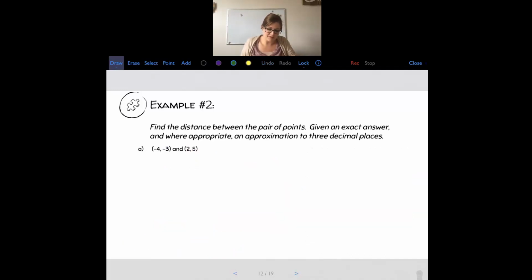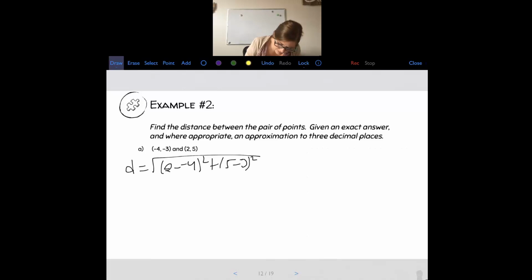Next, find the distance between the pair of points, give an exact answer, and where appropriate, an approximation to 3 decimal places. In this case, we have the ordered pairs listed. So my distance is going to be, I subtract the x, so 2 minus negative 4 squared plus 5 minus negative 3 squared. As you're doing these, make sure you're looking at your distance formula. It would take up a lot of space for me to have it on each slide. And then we simplify. 2 minus negative 4 is positive 6. 5 minus negative 3 is positive 8. And then we square that.